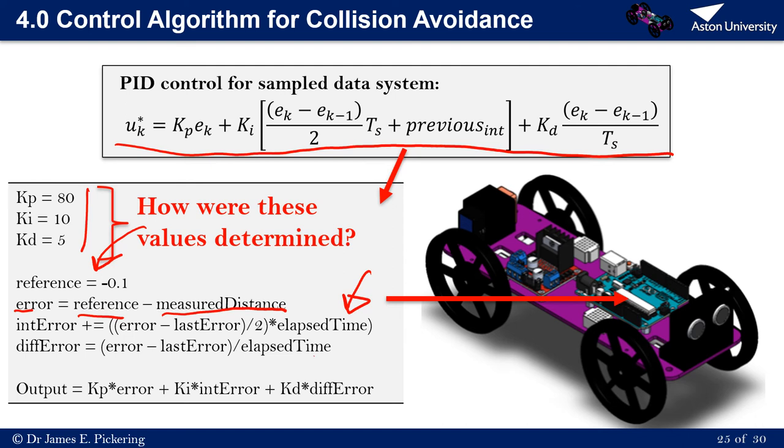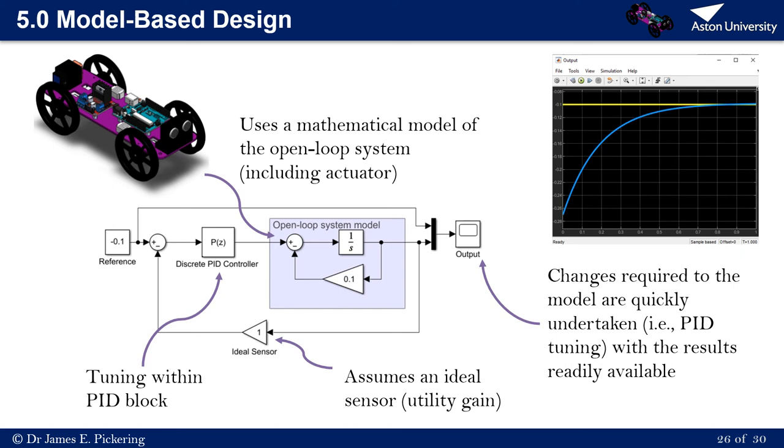So I'm only going to quickly talk to you about model based design. This is one method to effectively tune your PID controller. And what I mean by tune is effectively select Kp, Ki and Kd values that are going to give me desired system performance, i.e. in terms of the aim, get the car to achieve the reference of minus 0.1 meters.